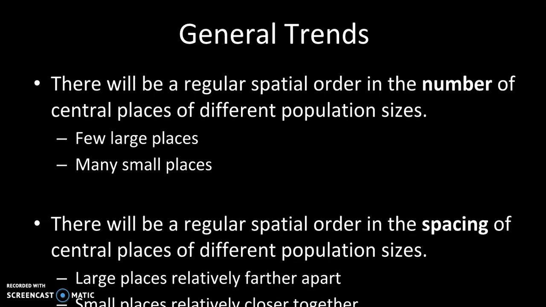And you'll see a regular spatial order in the spacing. So the large places will be relatively farther apart, just like Miami's a lot farther from Atlanta and a lot farther from Washington, D.C. and a lot farther from New York City and a lot farther from Chicago. Whereas small places will be relatively close together, like our hamlets in the maps that we looked at. St. Francisville was very close to Billet, which is very close to Mount Carmel. These are all very small settlements. So they'll be a lot closer together. And then as you get to the larger, they'll be further apart.